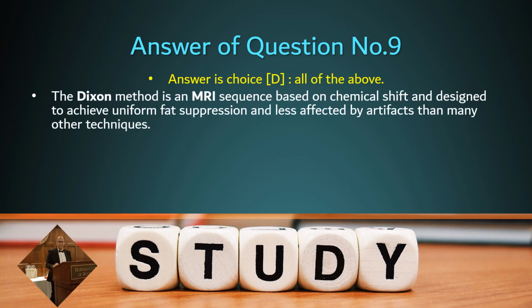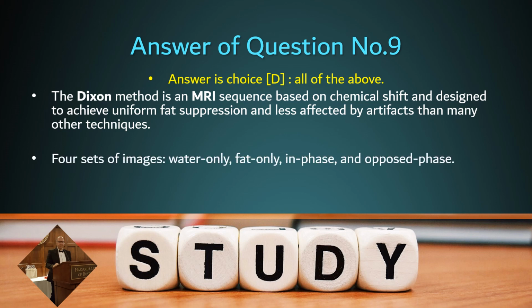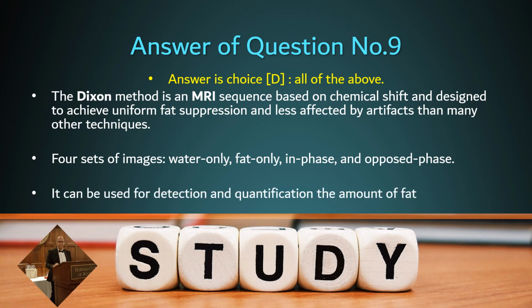The Dixon method is an MRI sequence based on chemical shift and designed to achieve uniform fat suppression and is less affected by artifacts than many other techniques. It has 4 components: water image only, fat image only, in phase and opposed phase. It can be used for detection and quantification of the amount of fat.